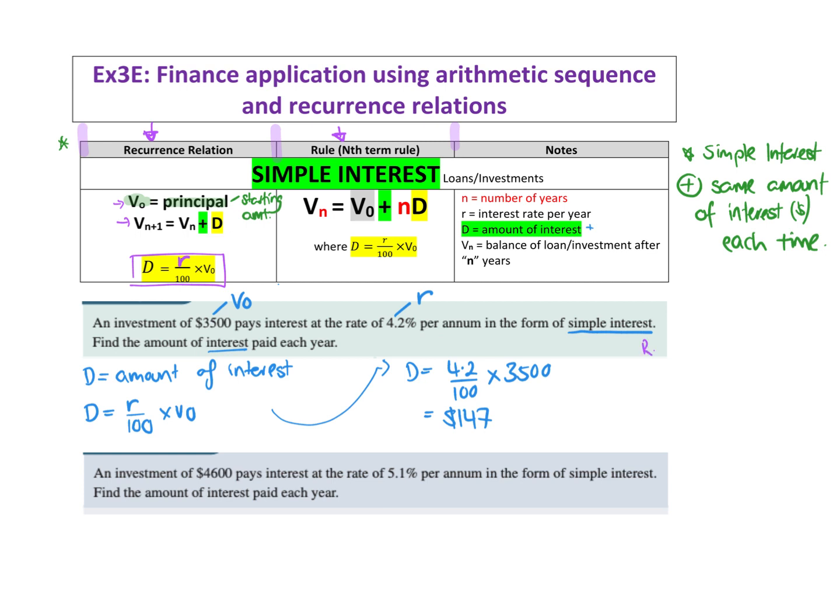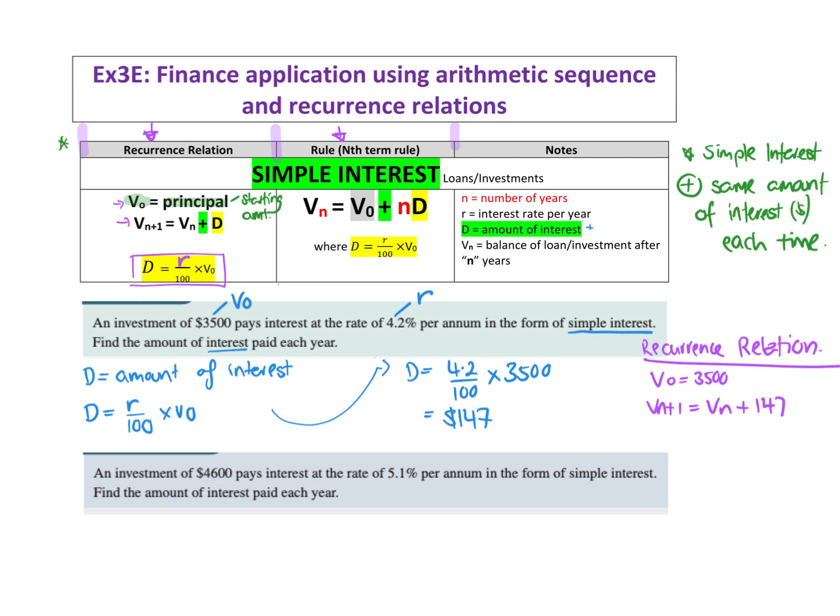If I had to write the recurrence relation for this scenario, what I would be writing is I'd write V0, and it was actually 3,500, and then I'd have to write the rule, Vn plus 1 equals Vn, now see up in my formula sheet, if it's highlighted, it means you have to change that to a number. So we know what D was, it's 147. So if you were asked to write the recurrence relation for that, that's how you would do it.